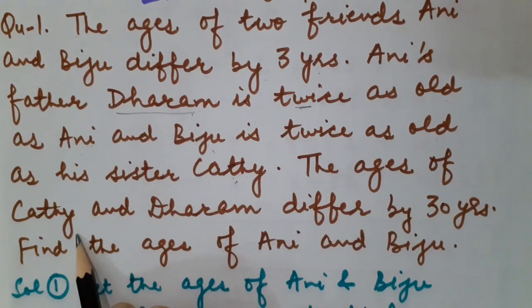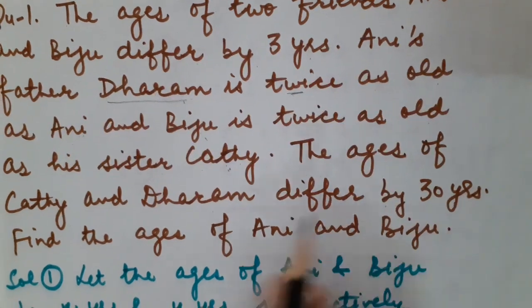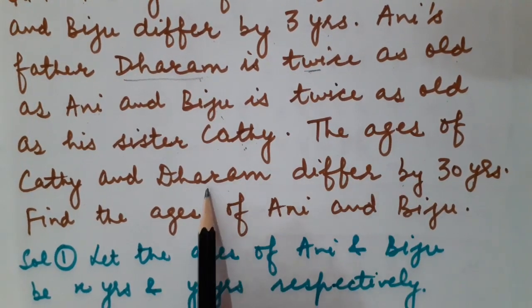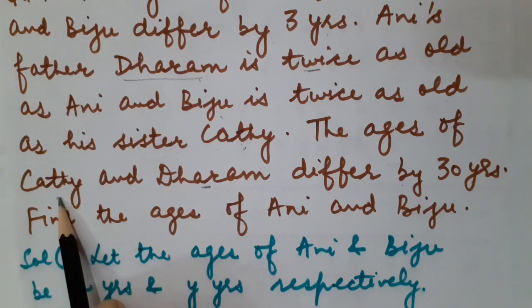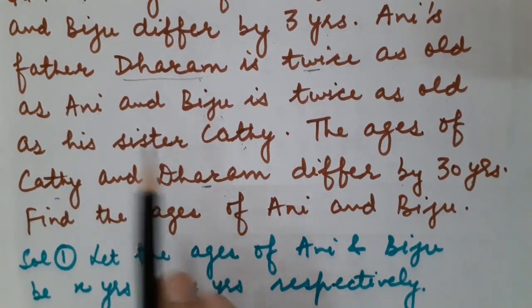The ages of Kathy and Dharam differ by 30 years. Now the ages of Dharam and Kathy. Kathy is the sister of Biju and Dharam is the father of Annie.